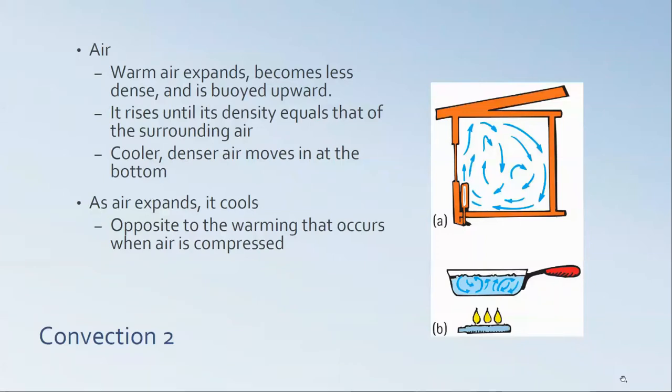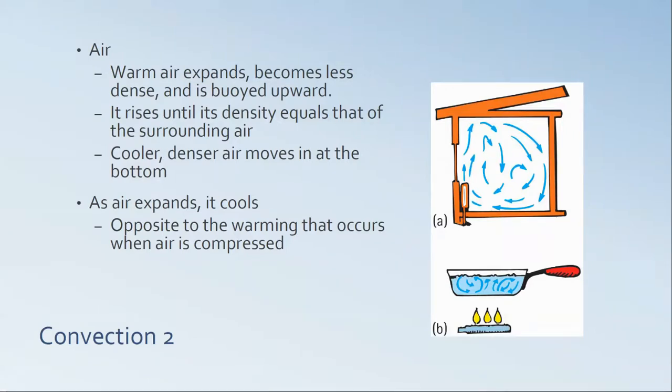Let's look at the convection of air. In the top of this picture, the radiator is heating the air in the room. As the molecules close to the radiator get heated up, they expand, and this air becomes less dense, and so it goes upwards towards the ceiling and keeps rising until its density equals that of the surrounding air, and then it cools and falls down and moves to the bottom until it comes close to the radiator to get heated again, and that cycle repeats.